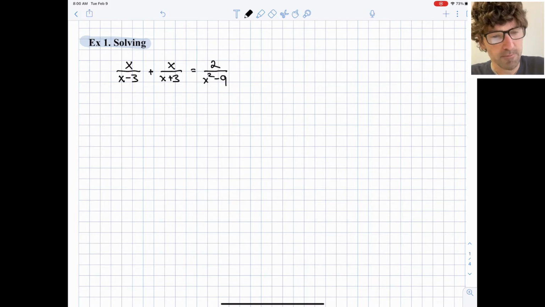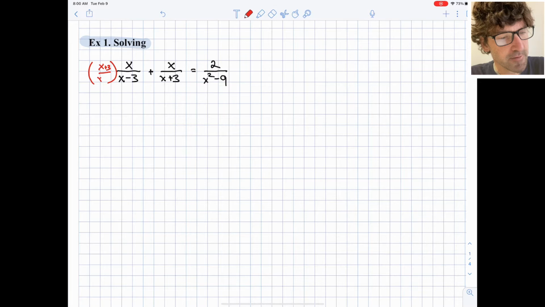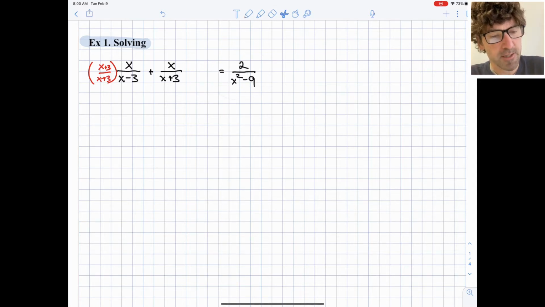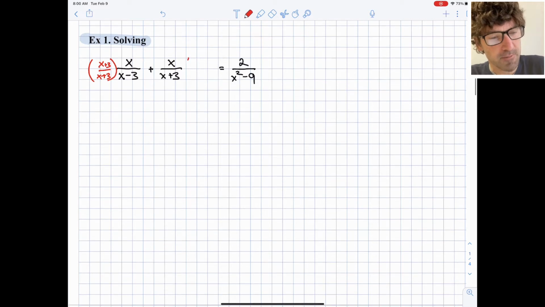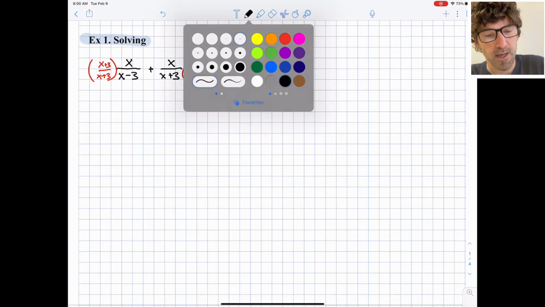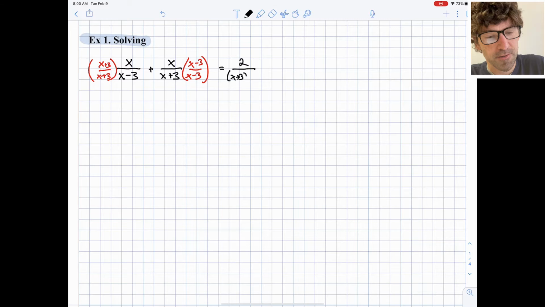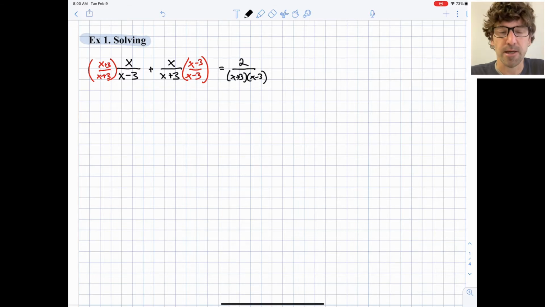So let's go ahead and do this. So I will multiply this fraction by x plus 3 over x plus 3. I can multiply this fraction by x minus 3 over x minus 3. And I can rewrite this right-hand denominator using the difference of two squares as x plus 3 times x minus 3. And I think you can see that once we do all that multiplication, we will have common denominators.